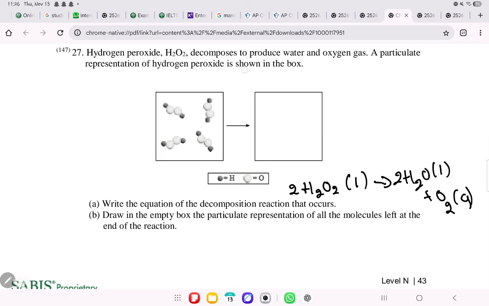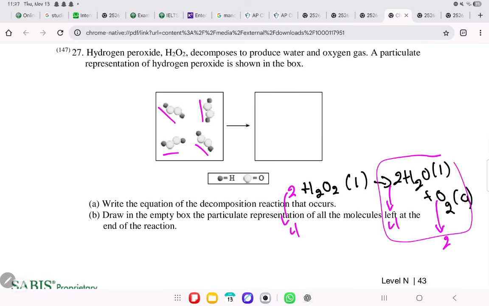So first of all, we look at the initial, which is the H2O2. How many moles of H2O2 do we have? We have 4 moles of H2O2. Oh my goodness, 4 moles of H2O2. So that means 2 became 4. That means 2 will also become 4, and 1 will become what? It will become 2. That means in the product, I'm supposed to have 4 water molecules and 2 oxygen molecules.